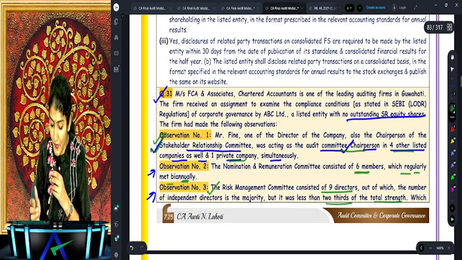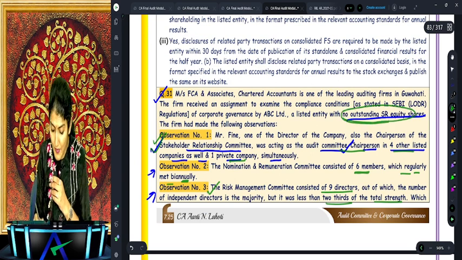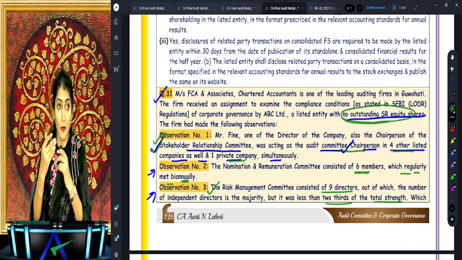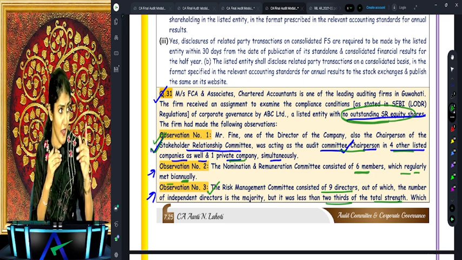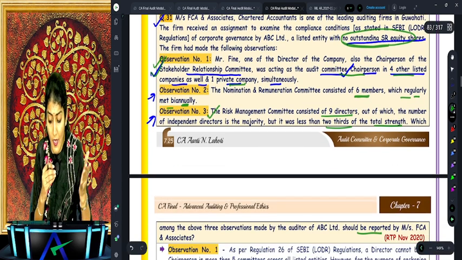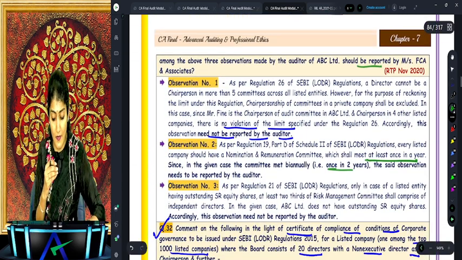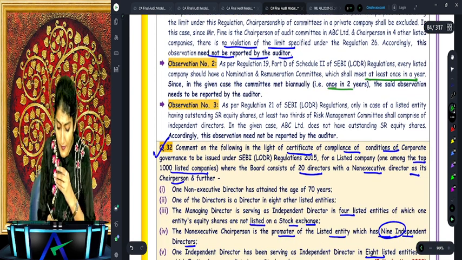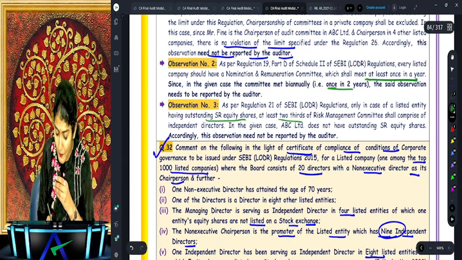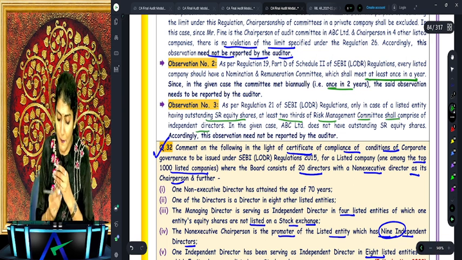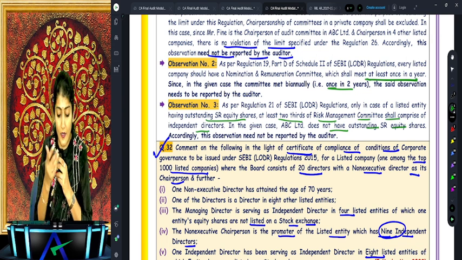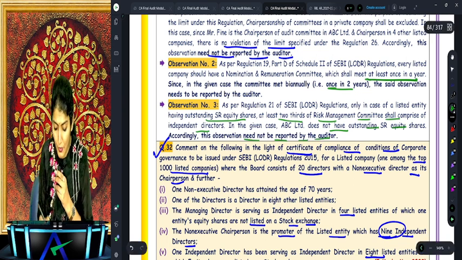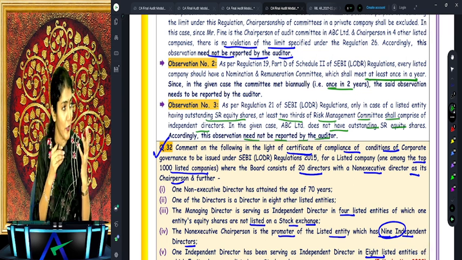What does it say? The company is having no outstanding superior right equity shares. So if it does not have outstanding superior right equity shares, then there is no need for 2/3 independent directors. Are you understanding? Then only one independent director is required. And here, what does it say? Out of which the number of independent directors is the majority. So again, if the company has outstanding superior right, then 2/3 have to be independent directors. In the given case, the company does not have outstanding superior right equity shares, hence the observation need not be reported by the auditor. Are you able to follow, everyone?